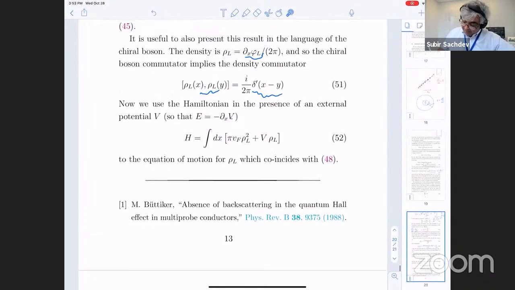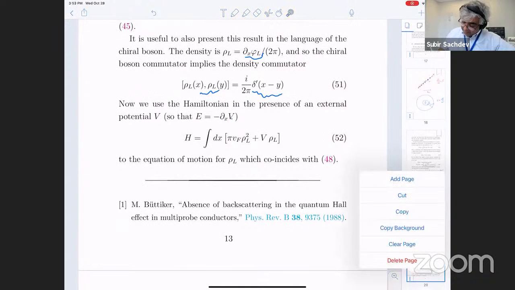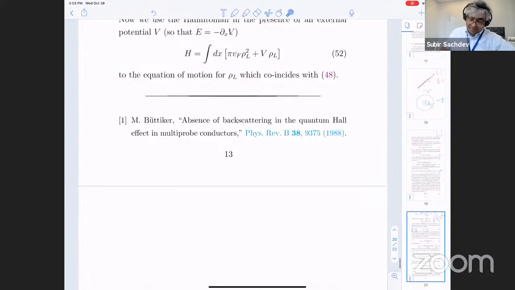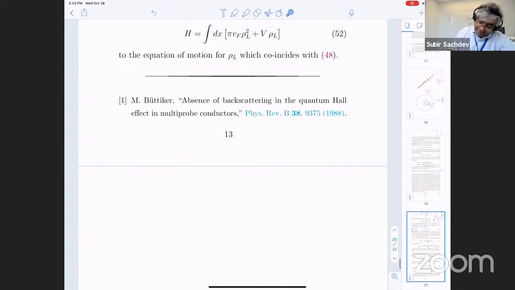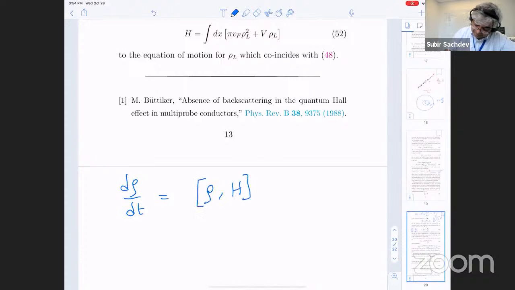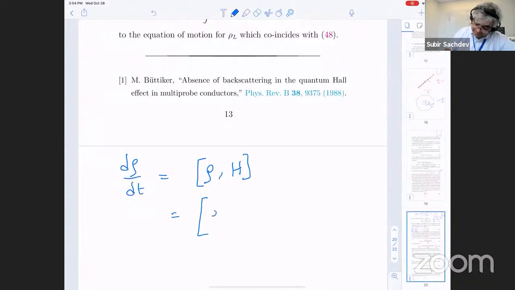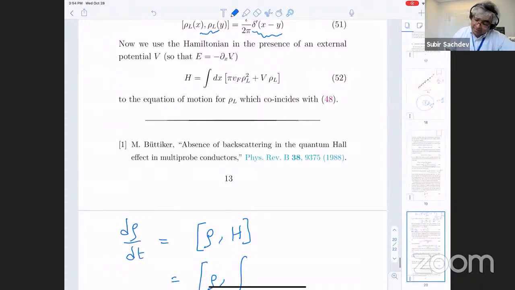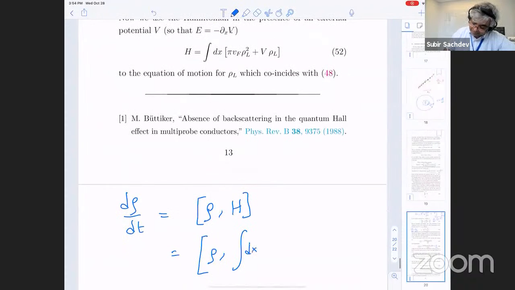Add a page over here. Okay, as usual, I'm going to fudge the factors of i and everything else. So I have the commutator, d rho dt. I'll drop the L's. It is the commutator of rho with H, which is the commutator of rho with the integral of dx pi v_F rho_L squared, plus V rho_L.